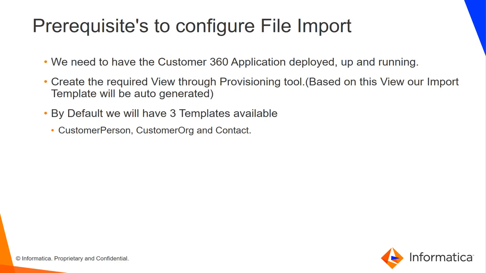Next, let's quickly see the prerequisites which we need to ensure before configuring this file import. We need to have the Customer 360 application deployed, up and running. Then we need to create the required view through the provisioning tool. Based on this view, our import template will be auto-generated. All the fields present in that view will be included in our template by default. There are also three default templates available which get imported during the installation process of the Customer 360 application.